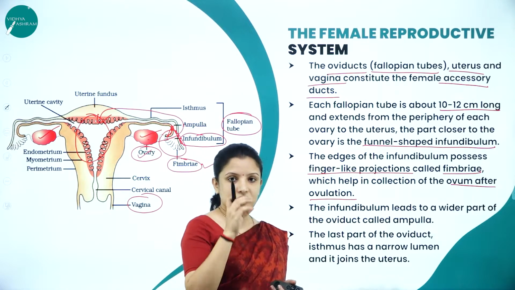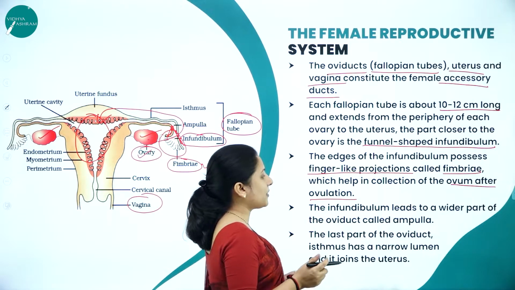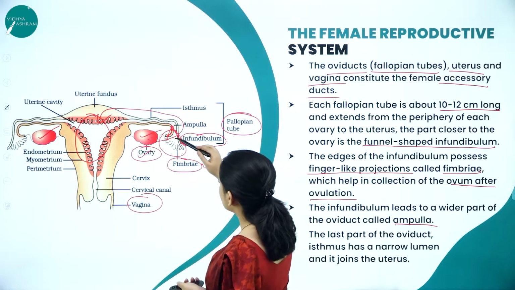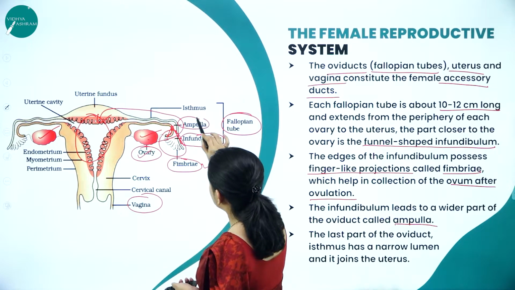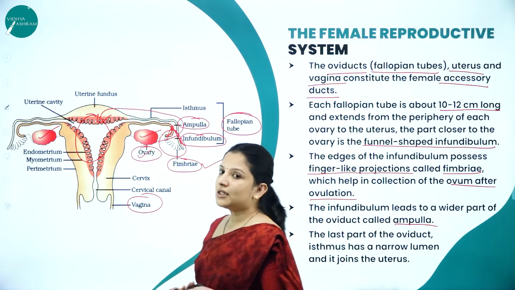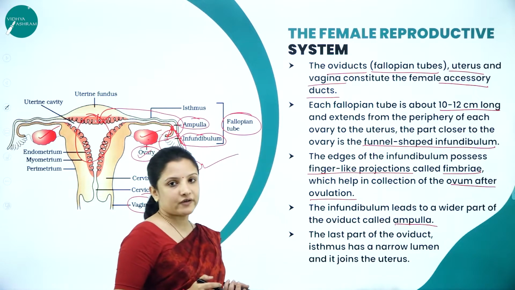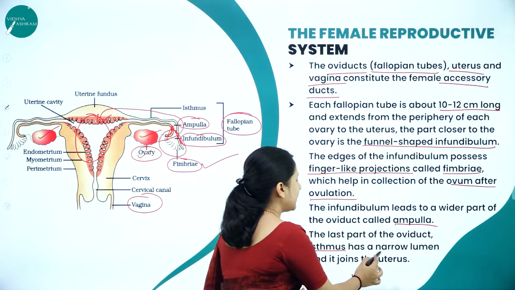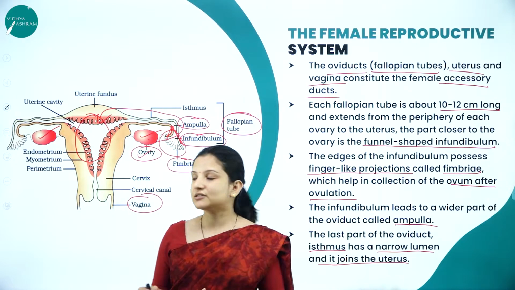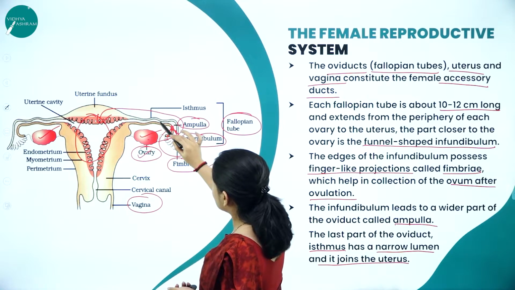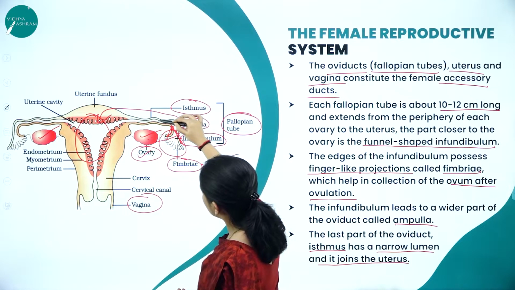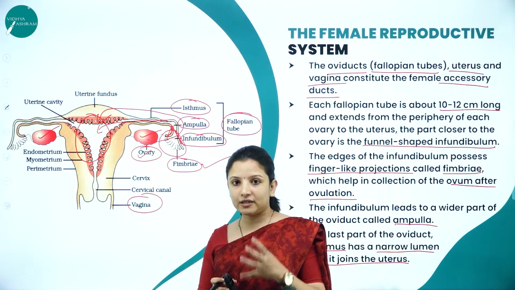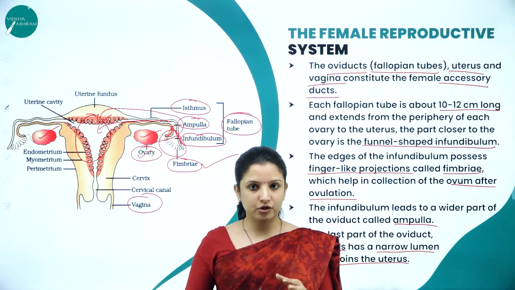And the infundibulum continues and leads to a wider part of the oviduct or the fallopian tube, which is called the ampulla. Next, they extend further to the isthmus. The last part of the oviduct, the isthmus, is quite narrow. It has a narrow lumen, and it joins the uterus. So this is the structure of the oviduct, that is the fallopian tube.